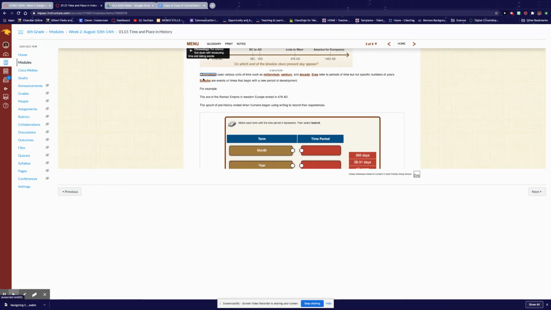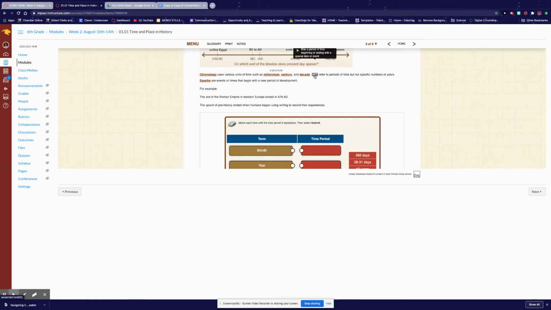If you click on chronology, it tells you it's a science that deals with measuring time and dating events. A millennium is a 1,000 year time period. A century is a 100-year time period. A decade is a 10-year time period.